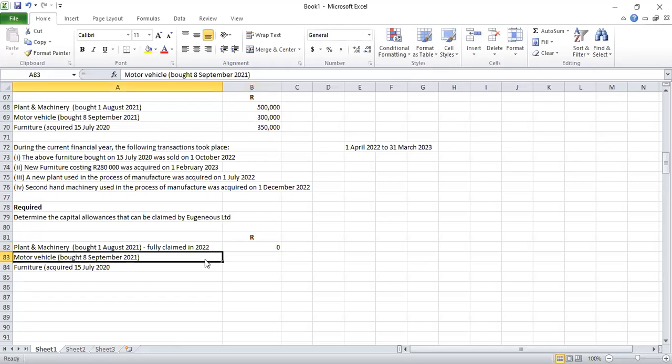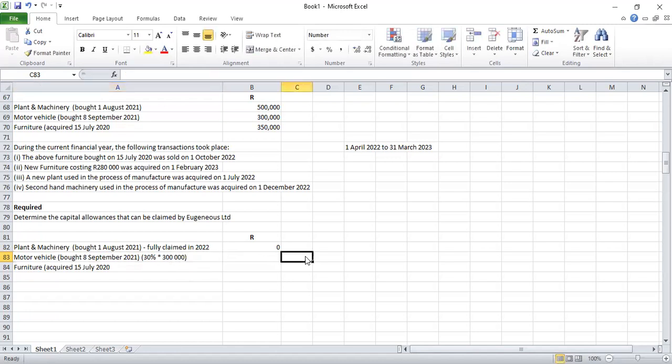Then we've got the motor vehicle, bought on 8 September 2021. Remember that our year is ending in March. Because it's not an asset used in the process of manufacture, we apply the 50-30-20 rule. Since they bought this asset on 8 September 2021, in the first year, the tax year ended 2022, they claimed 50%. We are now in 2023, so we're only going to claim 30% multiplied by 300,000.